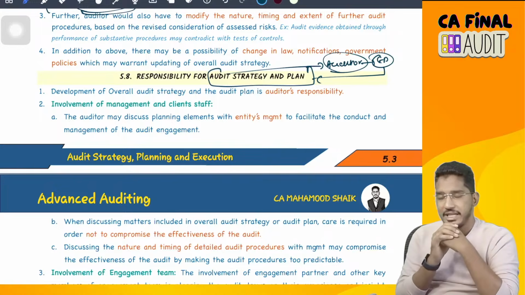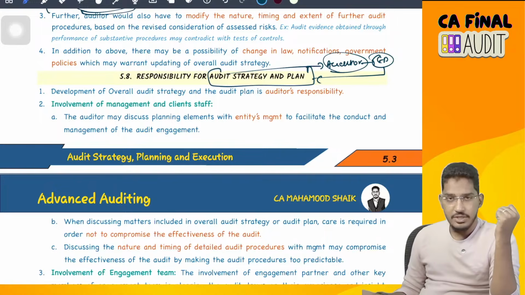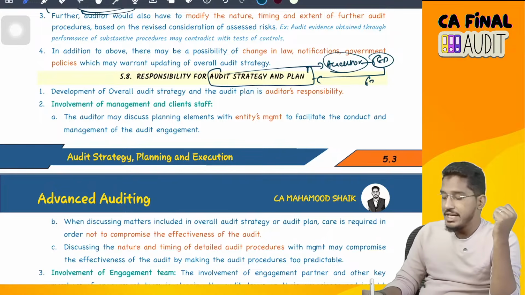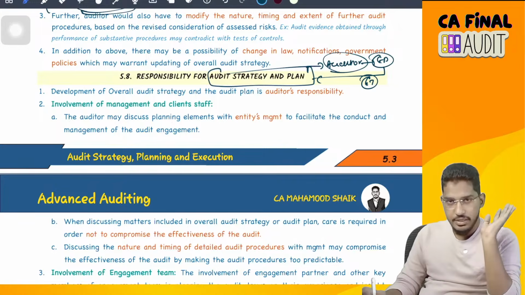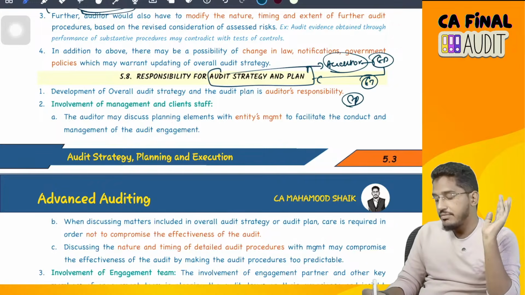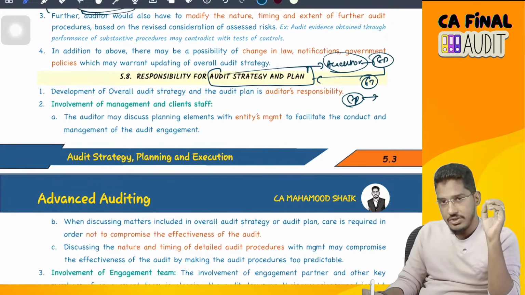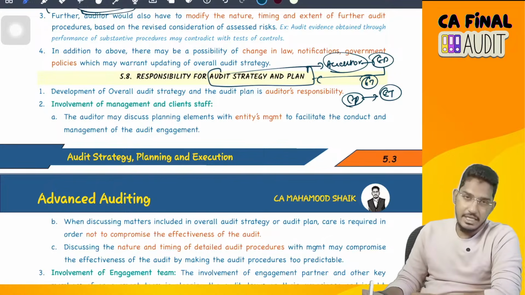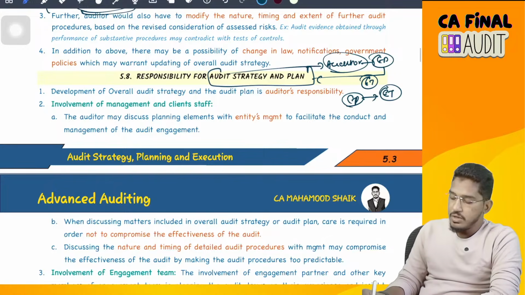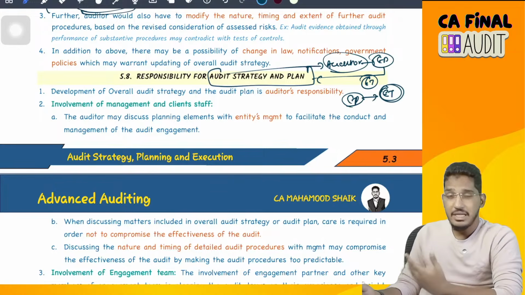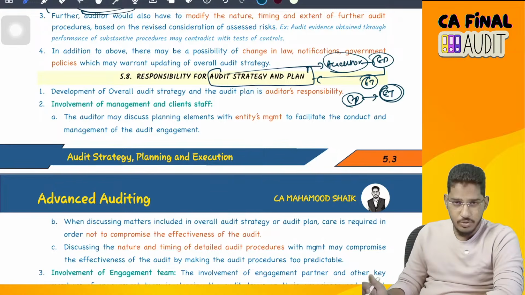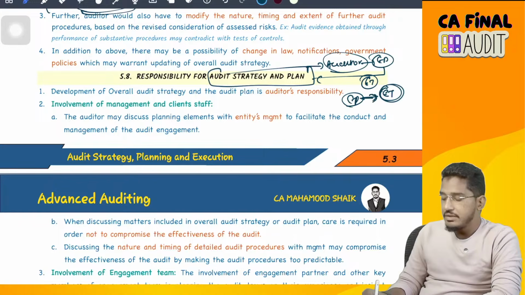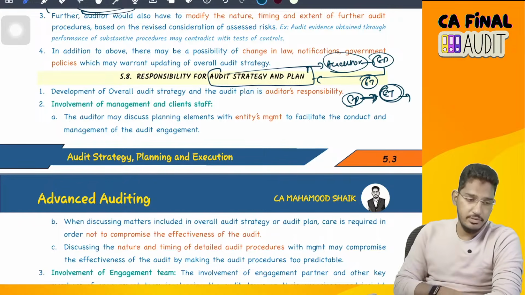Sir, who all will be involved in the development of the audit strategy and audit plan? Do you think the engagement team will be involved? 100% yes. While I am establishing the audit strategy and audit plan, it is always necessary for me to involve my key engagement team members. Why? Because if you involve them, you will get to know about their experience and expertise, and they will also have a better understanding of the audit, so that you can allocate the work in a better manner and improve the overall quality of the audit.